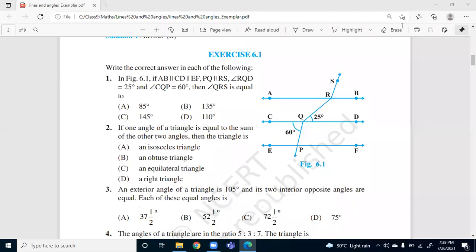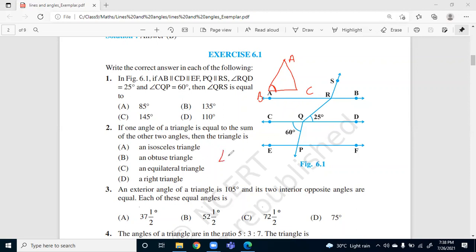If one angle of a triangle is equal to the sum of the other two angles, then the triangle is an isosceles triangle, an obtuse triangle, an equilateral triangle, or a right angle triangle. Okay, so I am drawing whatever is given in the question. You can see this is a triangle ABC. One angle is equal to the sum of the other two angles.